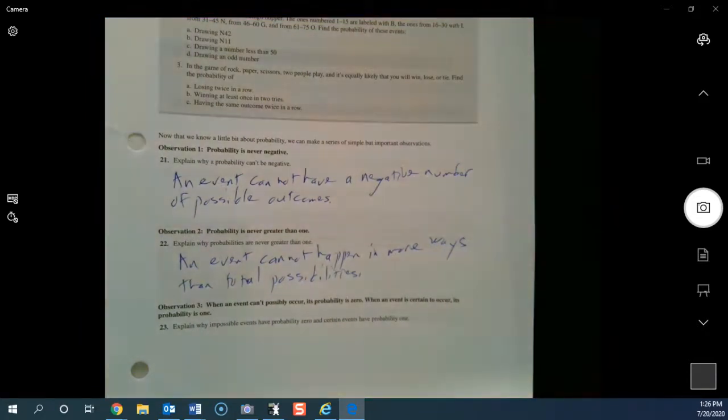Okay, 23. It says observation 3. When an event can't possibly occur, its probability is 0. When an event is certain to occur, its probability is 1. Explain why impossible events have probability 0 and certain events have probability 1.